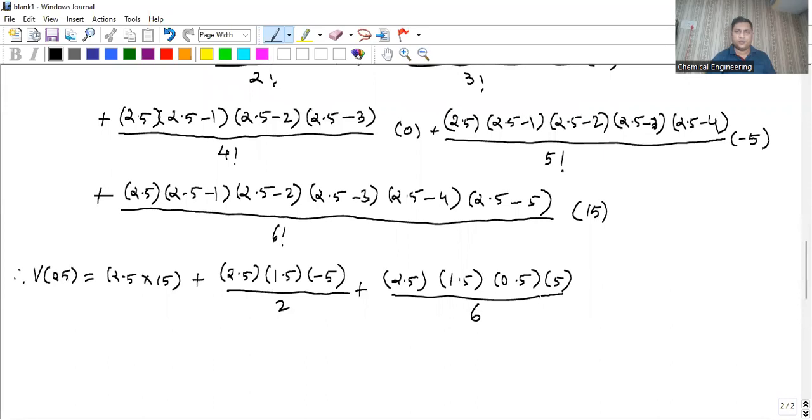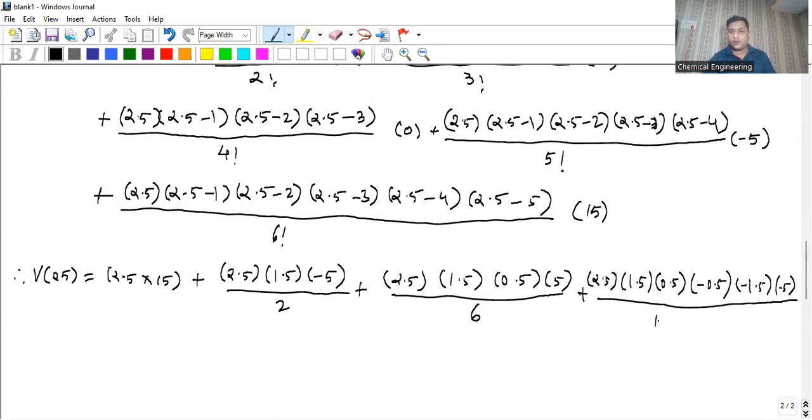So we have to consider this term. What will this term be? So plus here we have 2.5 into 1.5 and this is going to be 0.5. This is minus 0.5 and this is minus 1.5 into minus 5 upon 5 factorial, so that's going to be 120. Is that correct? Is that okay?